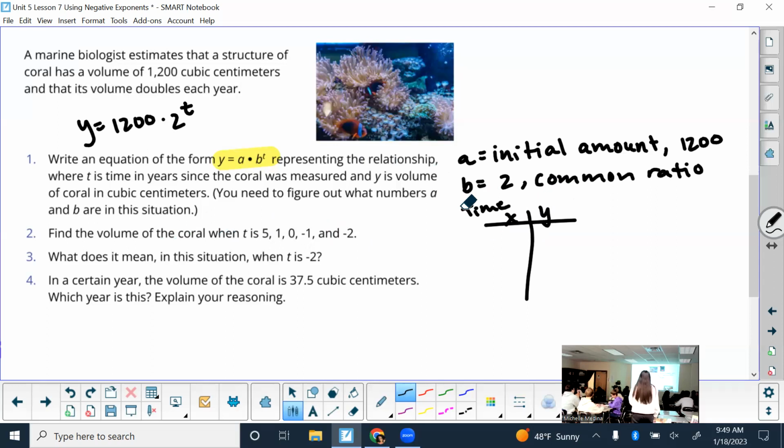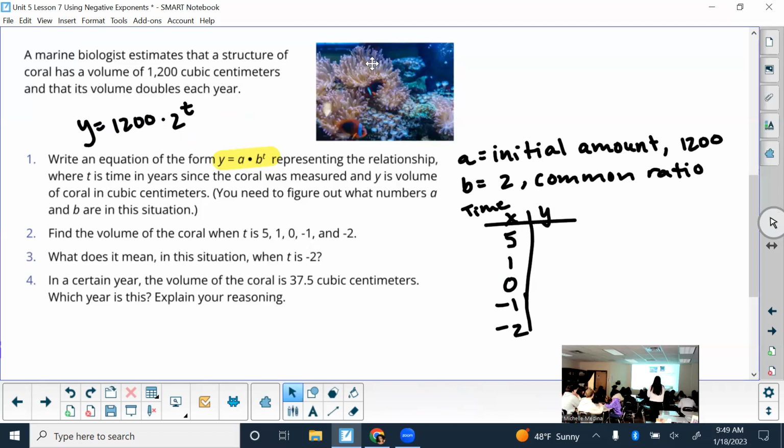Good, your X, because X is your input, it's what's independent, time is independent. So in the X or the T, whatever you want to call it, you're gonna plug in 5, 1, 0, -1, and -2 into that equation we just came up with together. To do that, use a calculator, especially on those negative exponents. I don't think anyone can do them in their head, not even me.